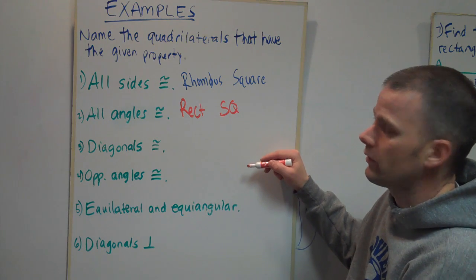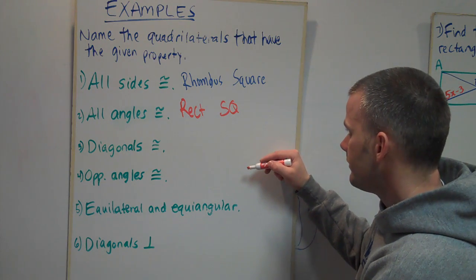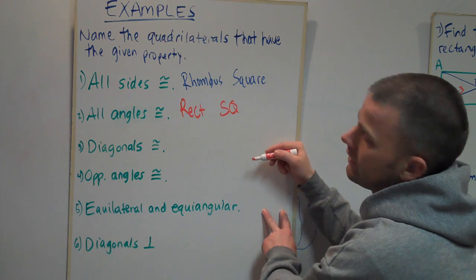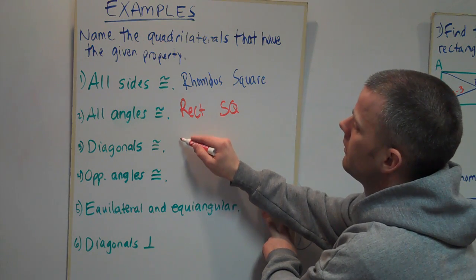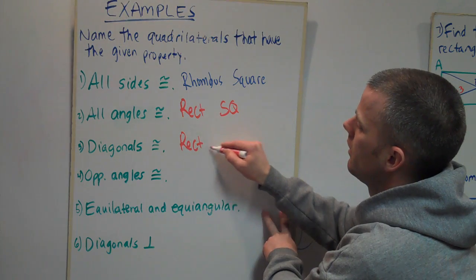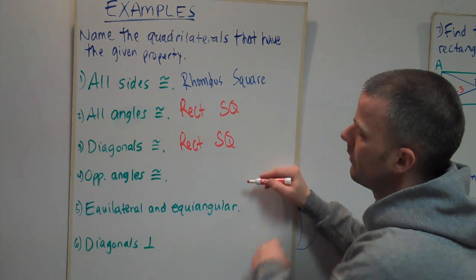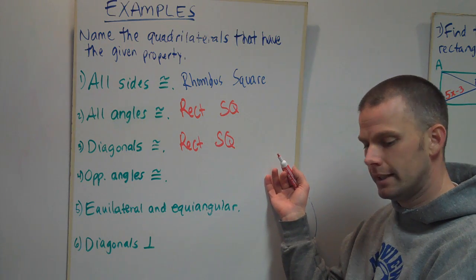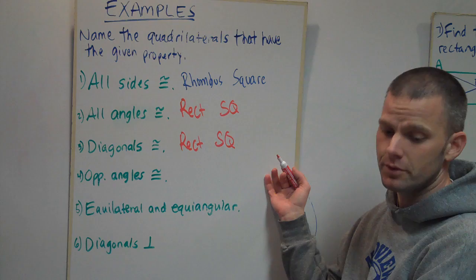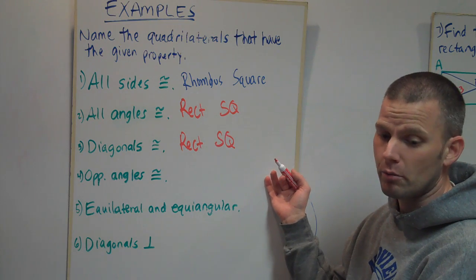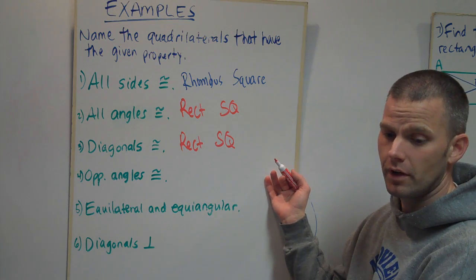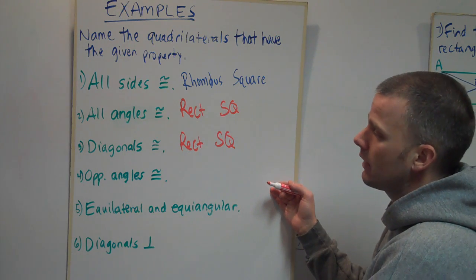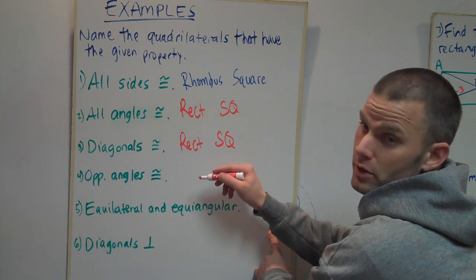Which quadrilaterals have diagonals that are congruent? I'm so glad you asked. It's going to be the rectangle and the square. You might think it's the rhombus, but the rhombus has diagonals that bisect angles. It has diagonals that are perpendicular to each other. They bisect each other. But the diagonals of a rhombus are not congruent. Opposite angles are congruent. It's a lot of them. Pretty much every single thing.